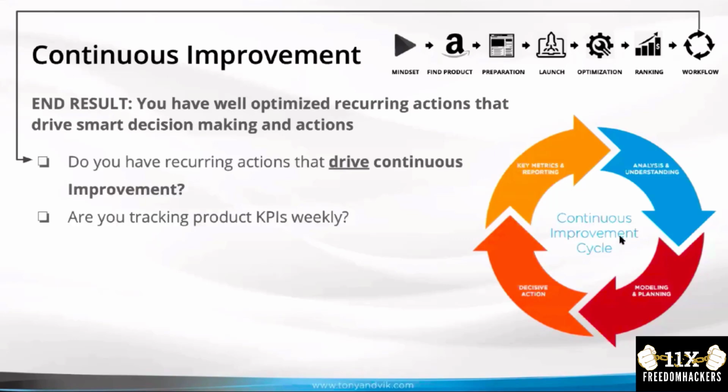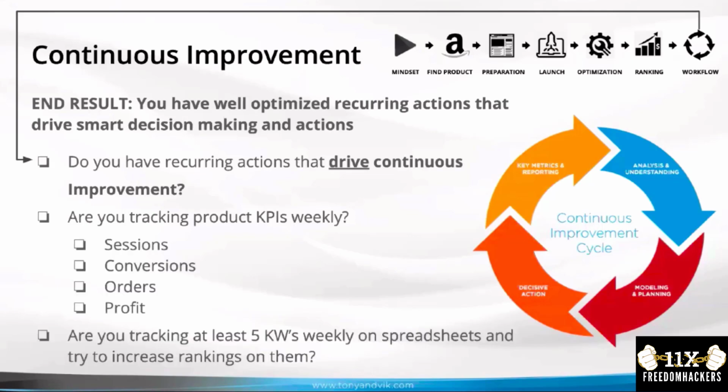Let me give an example. Are you tracking your product KPIs weekly? Are you writing down every week how many sessions you have, how many conversions you have, on which keywords you are making sales, and are you tracking rankings on these keywords? Simple, right? If you're not tracking this information on your product on a weekly basis, you might end up not knowing why your product is not selling, or where it's selling, or what's going on.